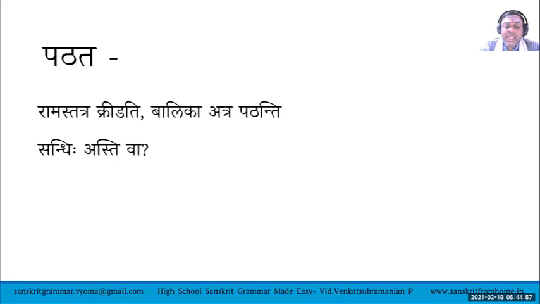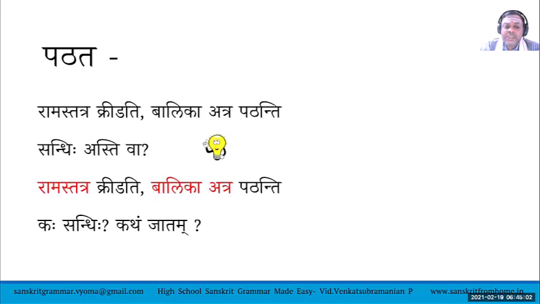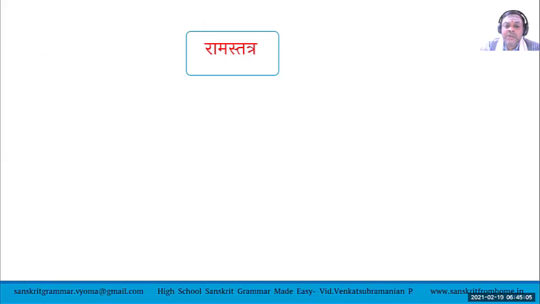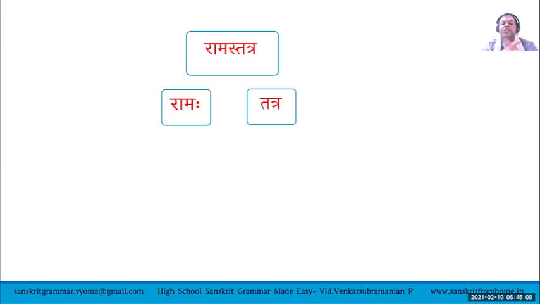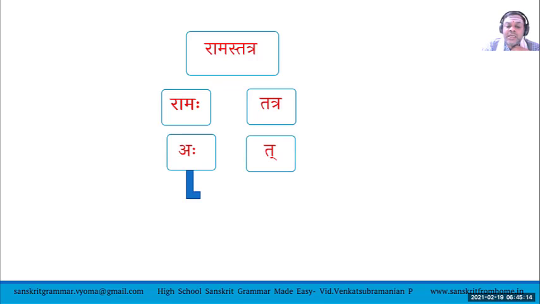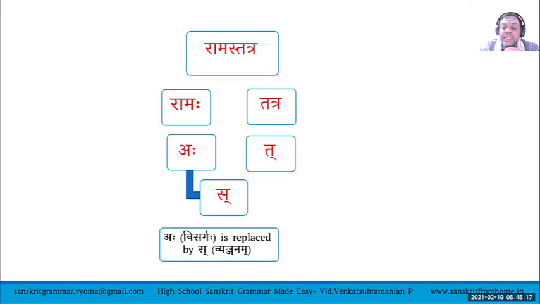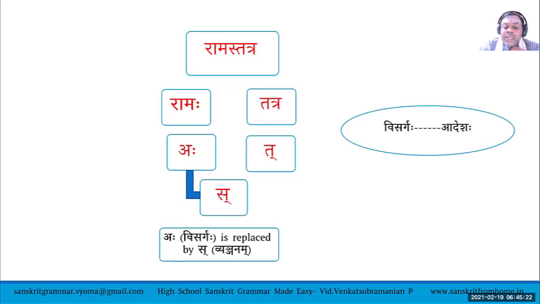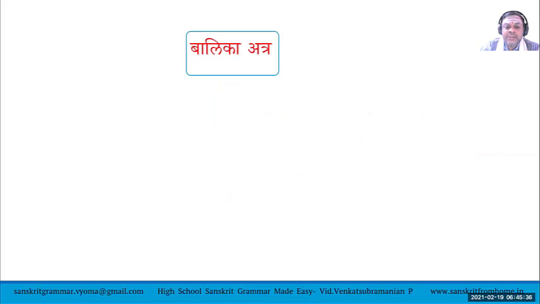Similarly, Ramastatra Kridati, Balika Atra Patanti. Do we have a sandhi here? Yes, we have Ramastatra, Balika Atra, two words where there is a possibility of a transformation. Ramaha Tatra, Ramastatra. Now, visarga is getting transformed into sakara and there is an adesha which is happening. Visarga is not seen, but sakara is seen. So there is an adesha, Ramastatra, where visarga is replaced by sakara, a vyanjana.